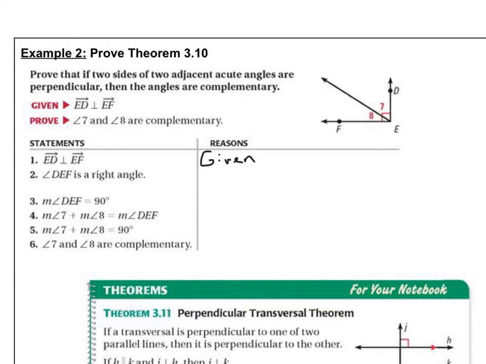Statement number 2, angle DEF is a right angle. There's a couple different ways here we know that DEF is a right angle. Definition of perpendicular lines, although we're not talking about perpendicular lines, we're talking about rays, so that becomes slightly different. If you remember back to Theorem 3.9, it stated that if we have perpendicular lines, then we create 4 right angles. So in this case, we can simply put Theorem 3.9 tells us that that angle is right.